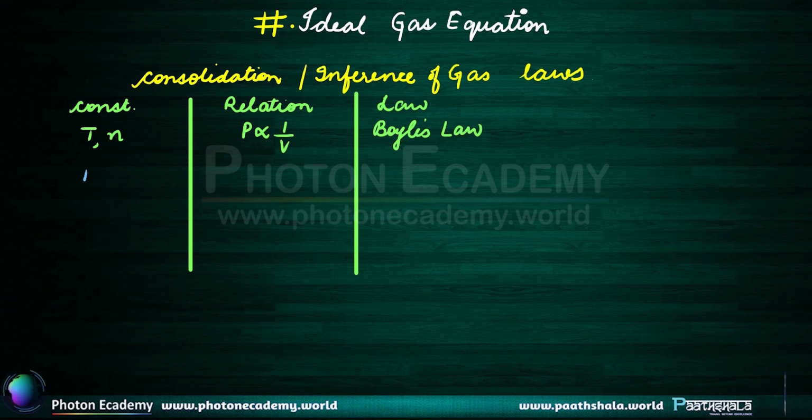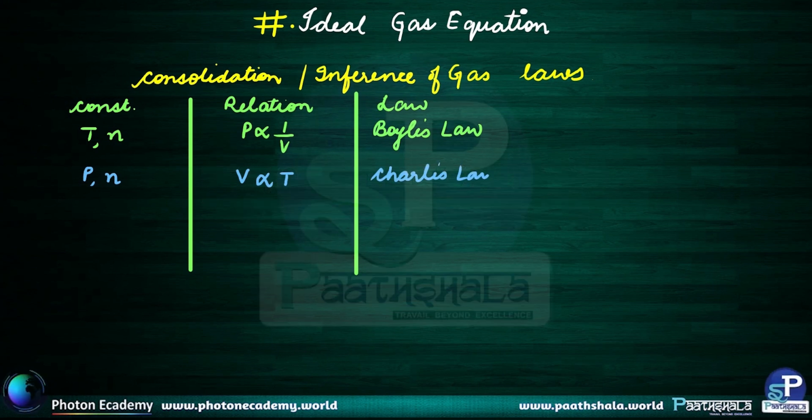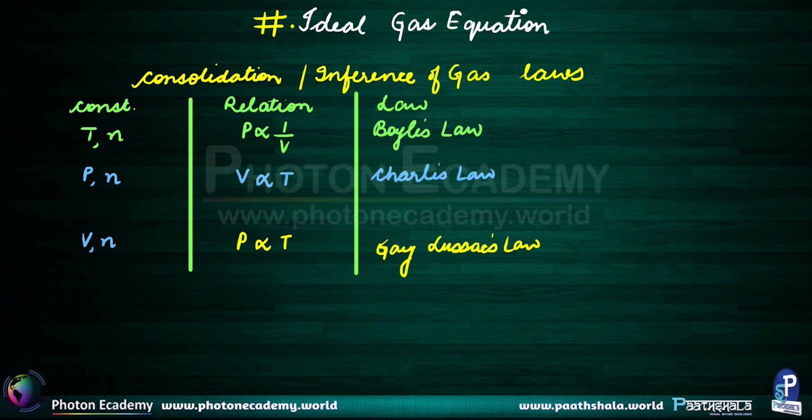Then when the pressure and number of moles were constant, we had volume as directly proportional to temperature, and we had named it Charles' law. And when the volume and number of moles were kept constant, we had the relation as pressure being directly proportional to temperature, and this could be called Gay-Lussac's law. These were the major laws which we had studied.